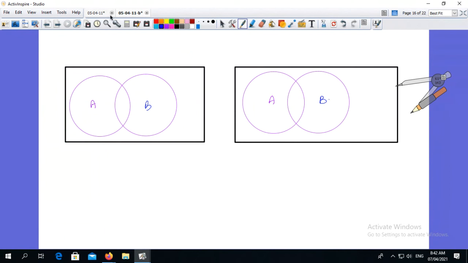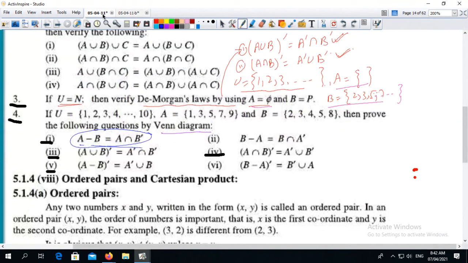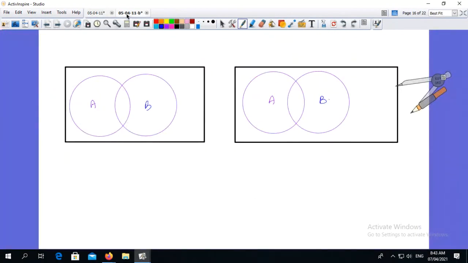And we have to see here that 3 and 5 are common in both sets. These are overlapping sets. That's why I draw two circles overlapping here. 3 and 5 is common, so I write here common 3, 5. Set A consists of odd numbers, so I write 1, 3, 5, 7, and 9.